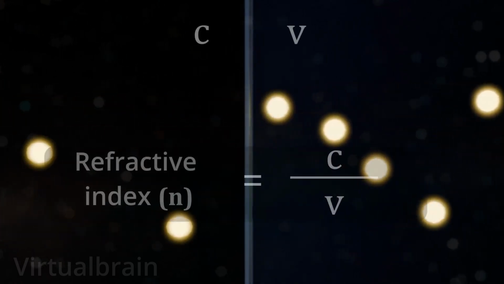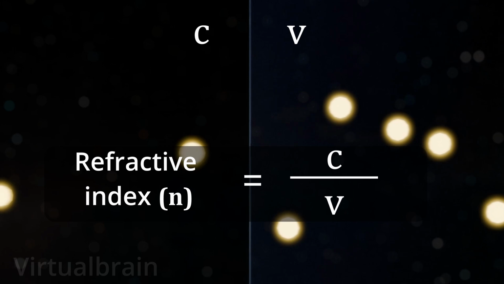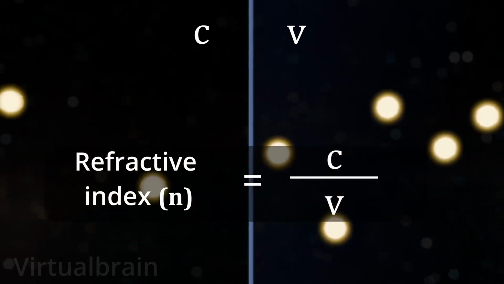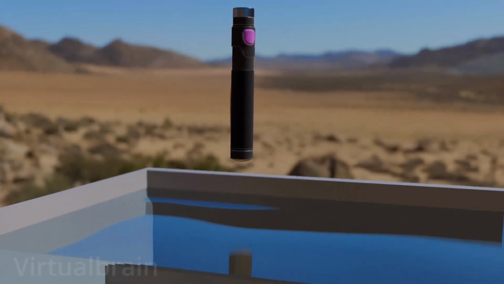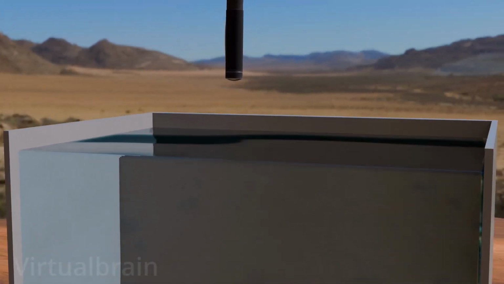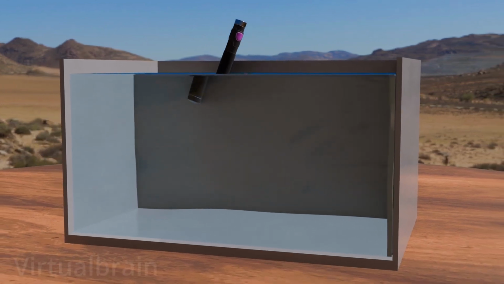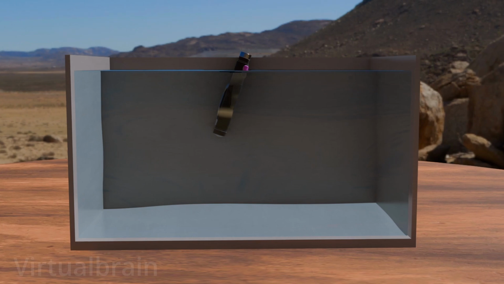The ratio between the speed of light in a vacuum and the speed in the new medium is what is known as the refractive index, and it is an intrinsic characteristic of each material. But the change in speed is not the only thing that occurs. When a light beam passes between two materials of different refractive indices, its path is also affected, similar to what happens when we try to see something in water.